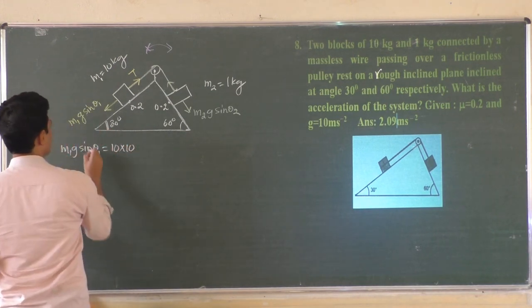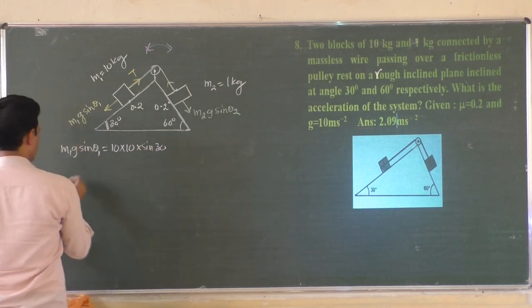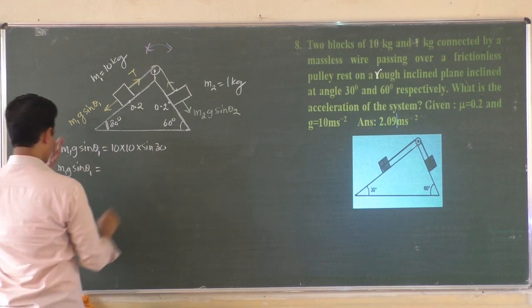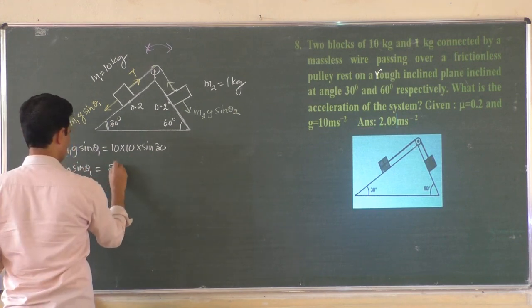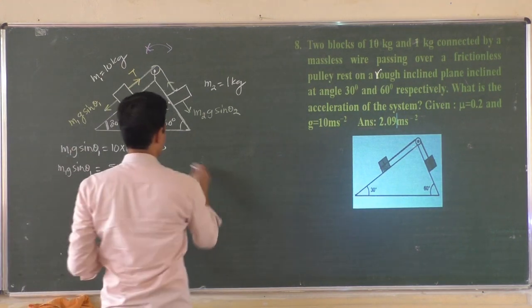10 sin theta 1, sin 30. So m1g sin theta 1 is equal to, sin 30 is half, this is 50 Newton. ಅದೊಂದಾಯಿತು. What about m2g sin theta 2?